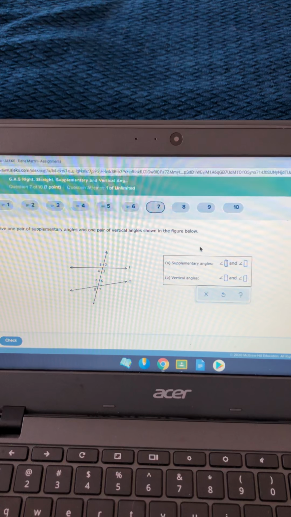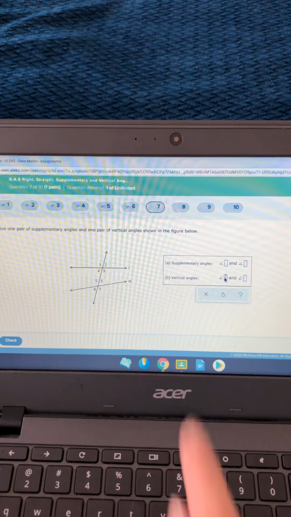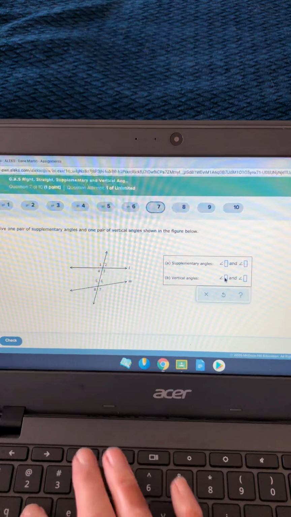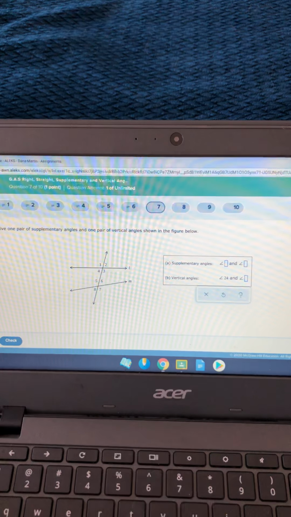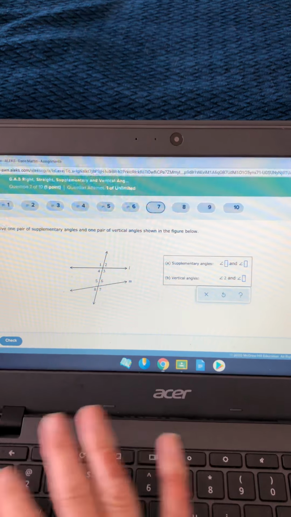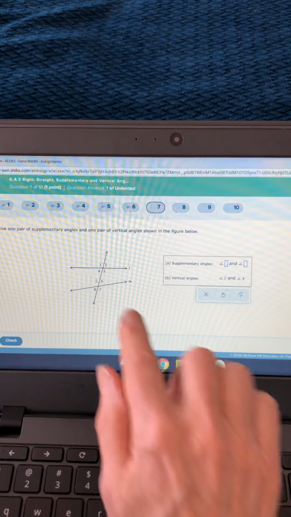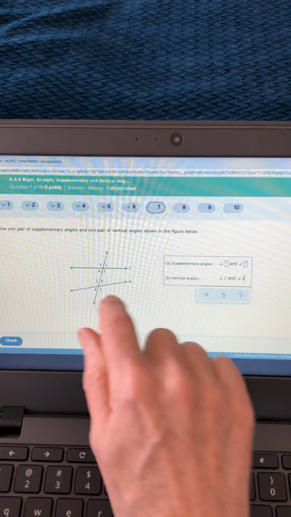So for my vertical angles, just make sure you put it in the right boxes. That's supplementary first and vertical. I just went for the vertical. I'm gonna go ahead and pick 2, 4. I like even numbers. All right. And then for a supplementary, I'll go down here. How about 5, 6? 5, 6 is supplementary.